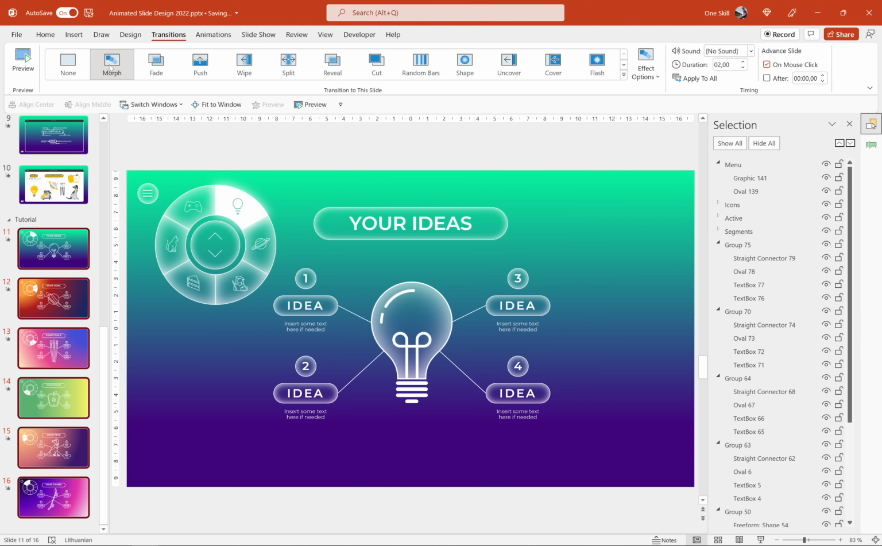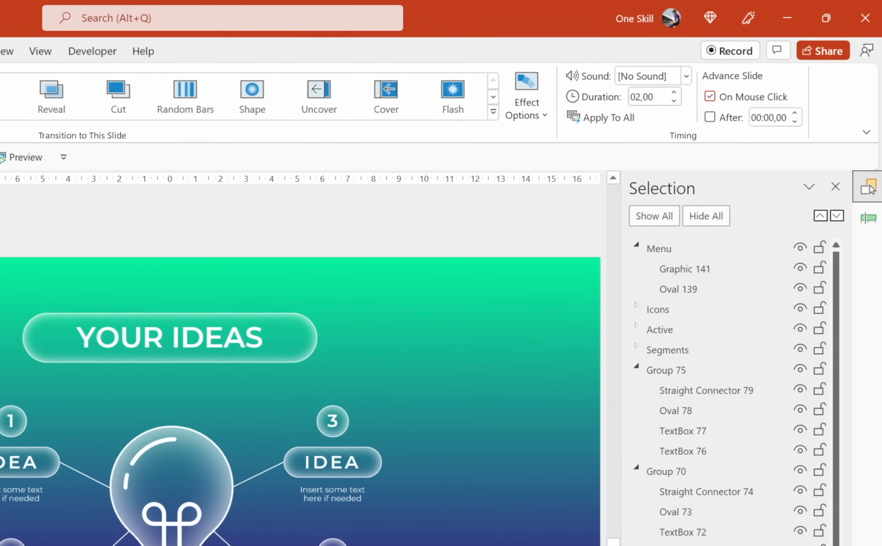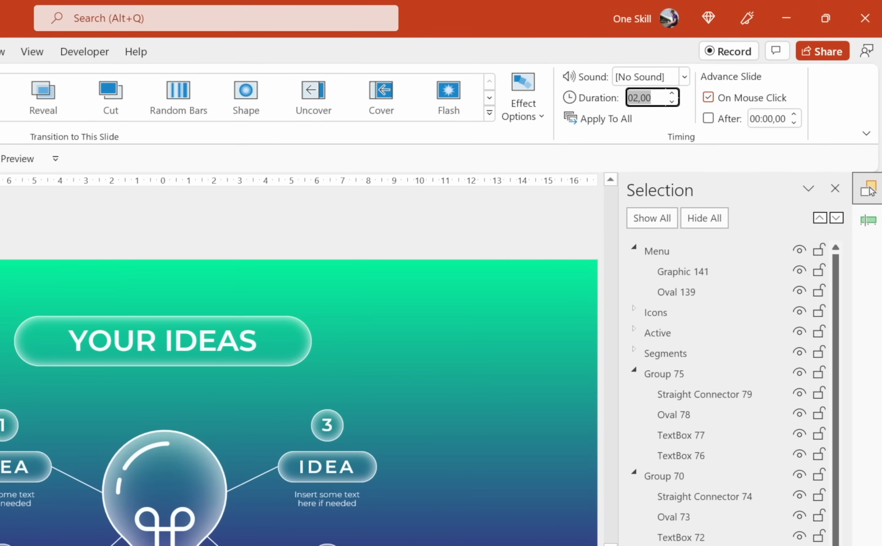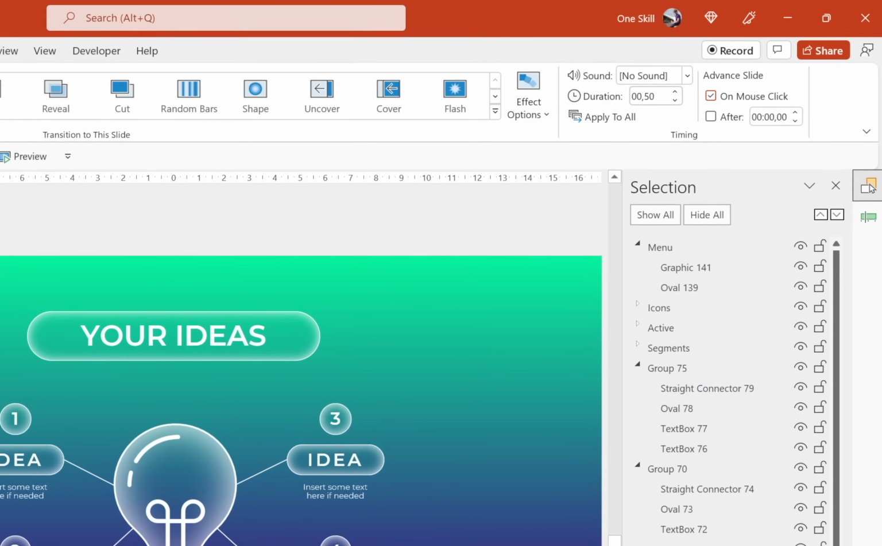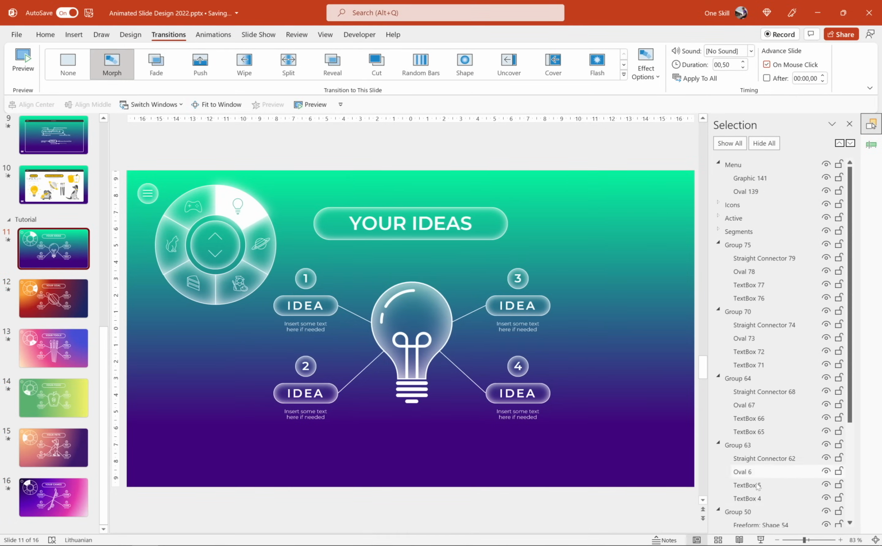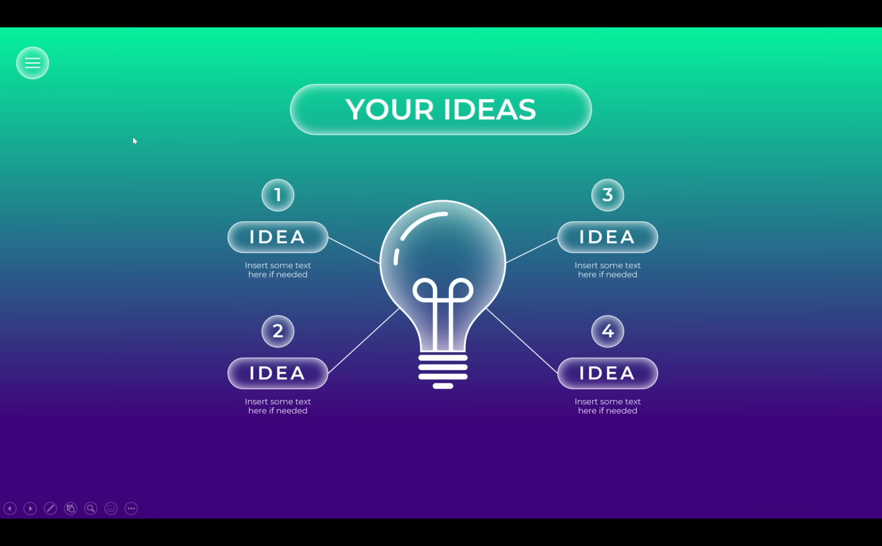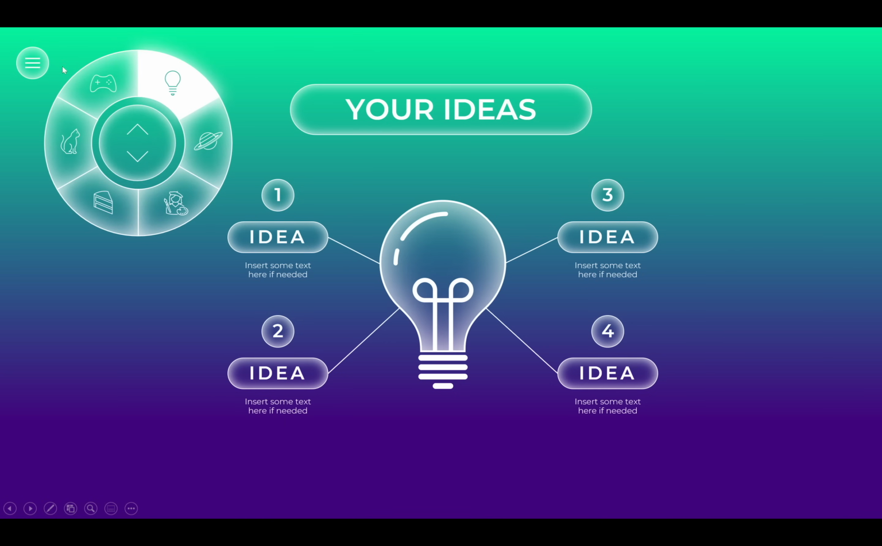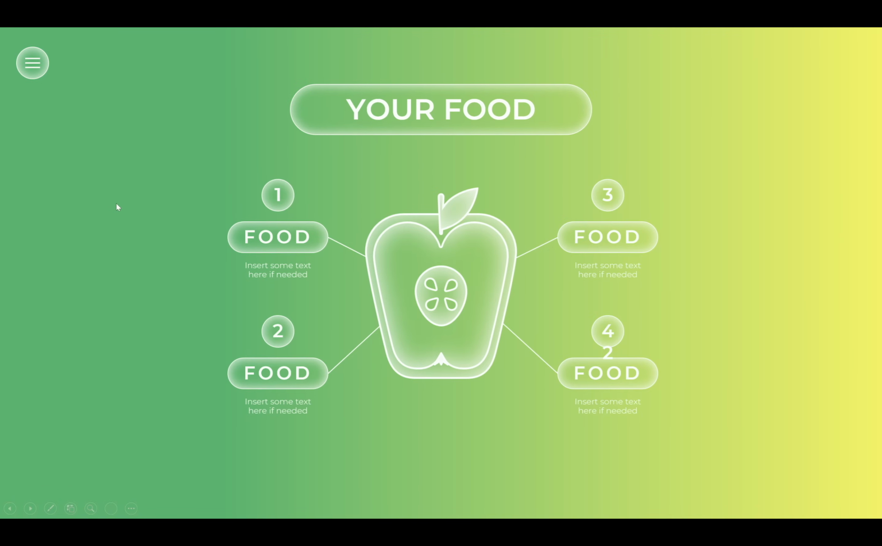Okay, so the morph transition is selected. We can as well adjust the duration of this slide transition, so let's keep it half a second, just like that. And now let's just check it out on the full screen. Alright, so first of all, let's open up the navigation and let's click, for example, on this food icon. And as you can see on this slide, the navigation closes automatically.